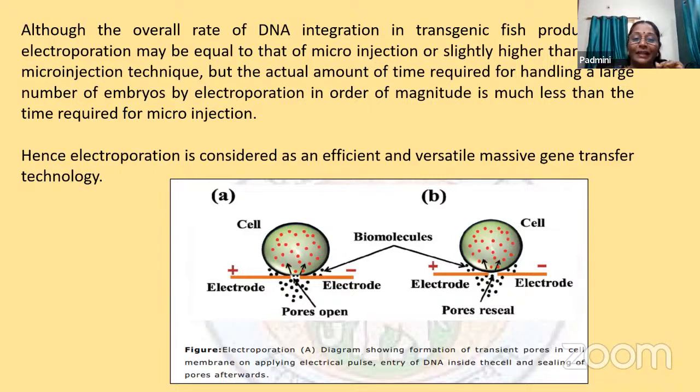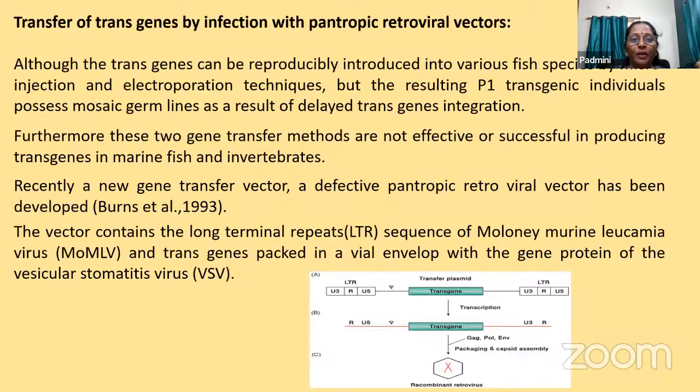And electroporation is considered an efficient and versatile massive gene transfer technology. And as we talked, this is a budding one. Just 3 years back, this was started. Okay. Now, what is the next one? Next, we are going to talk about gene transfer with the help of pantropic retroviral vectors. So this is one more retroviral vector that we're going to talk about. Remember, we were talking about 4 or 5 different types of vectors. So here we are going to talk about the retroviral vector.